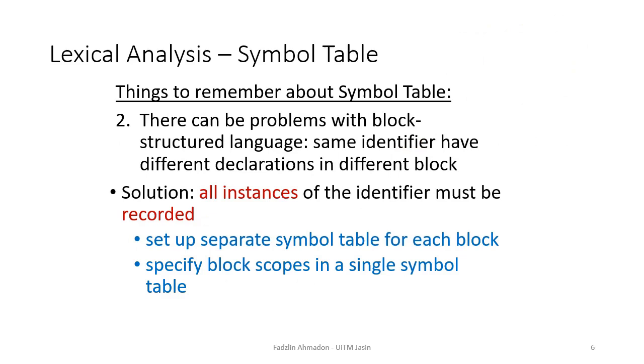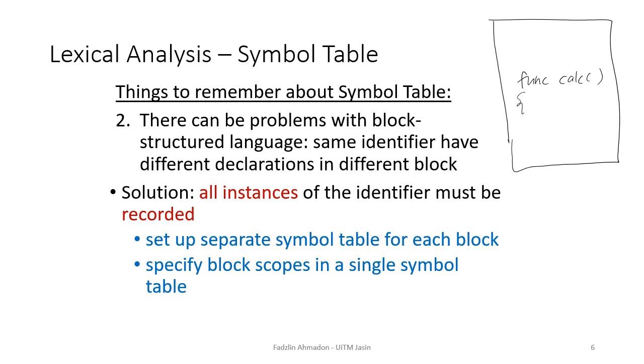Okay, next. What if the identifiers are declared within a block structured language? For example, if you have a coding like this, and then you have a function in the middle to calculate some stuff. In this function calculate, I have num1 integer. Outside of this block, I cannot call num1. Even if I have num1 outside of this block, it is not the same num1 that is declared here. The way that a compiler addresses this is it will construct a separate symbol table for each block, and it will specify the block scopes in the symbol table.